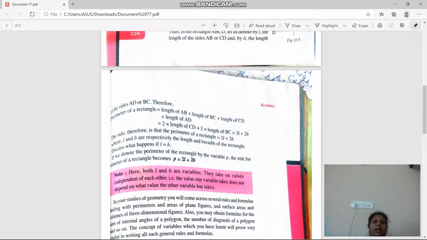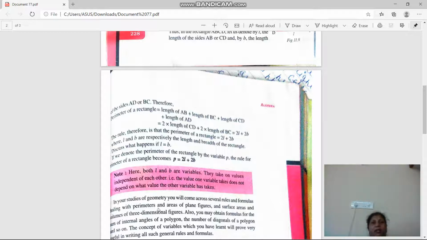Here both L and B are variables. They take on values independent of each other. That is, the value a variable takes does not depend on the value of the other variable. Independent means the value of L and the value of B can be different and they do not depend on each other. Get it?